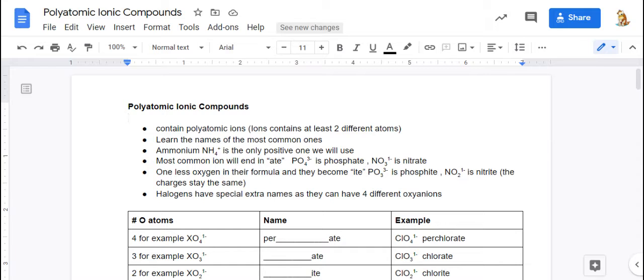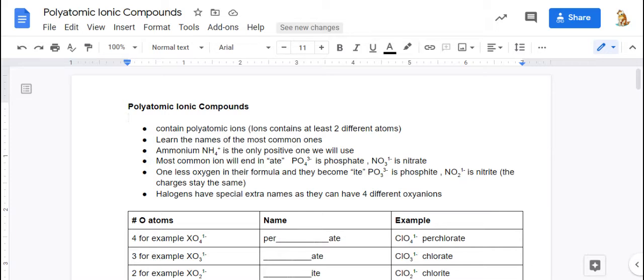One less oxygen in their formula and they become ITE. PO3 3 negative is phosphite. NO2 1 negative is nitrite. The charges stay the same. So you can change the number of oxygens, but you don't change the charge. Some of our polyatomic ions also end in IDE.